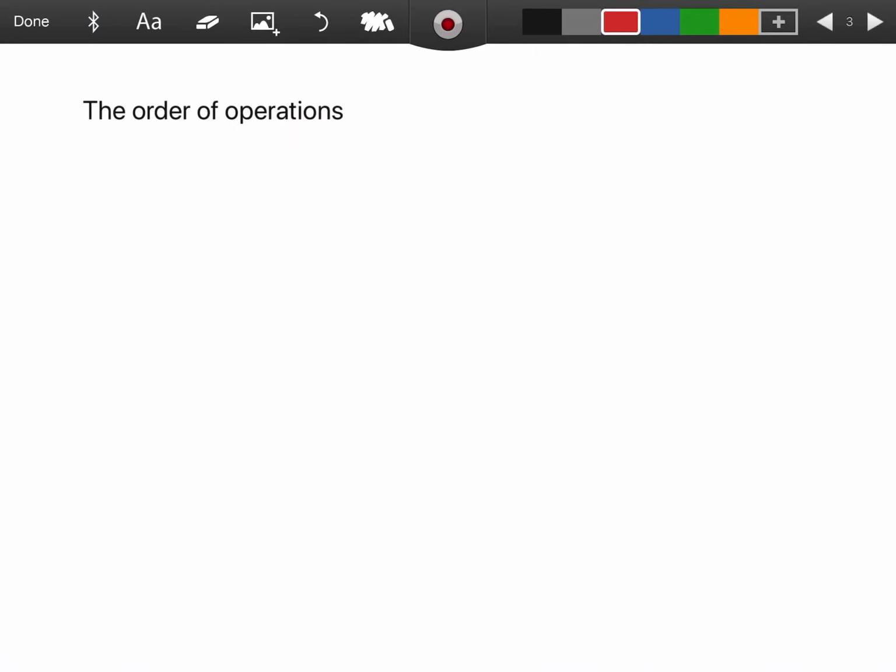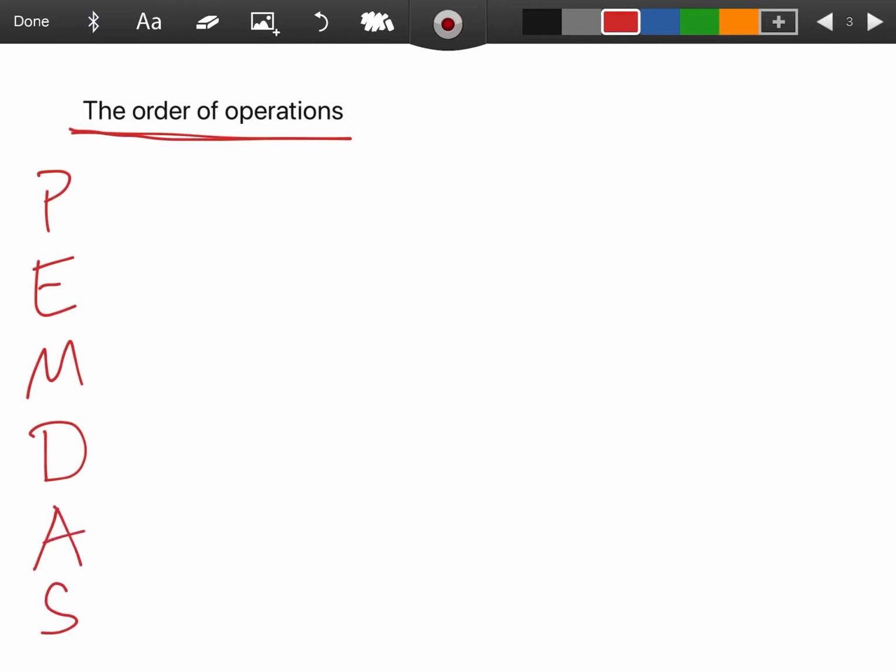So again, sometimes we will see some longer expressions, and when we get those, we need to know, well, what's the order? Like, when am I supposed to add? When am I supposed to multiply? What am I doing when? So this is when we use the order of operations. And the order of operations is really easy to remember if you can remember the acronym PEMDAS. And each of those letters is going to stand for a different operation.